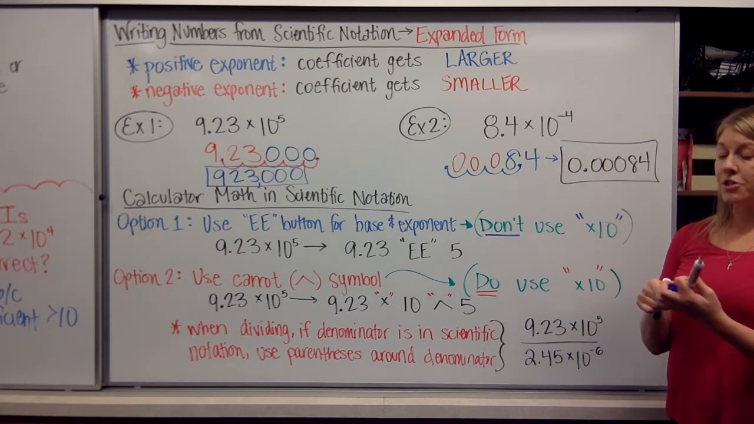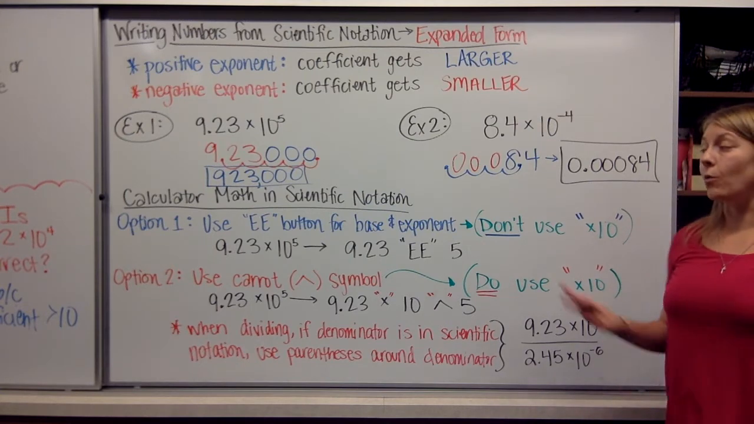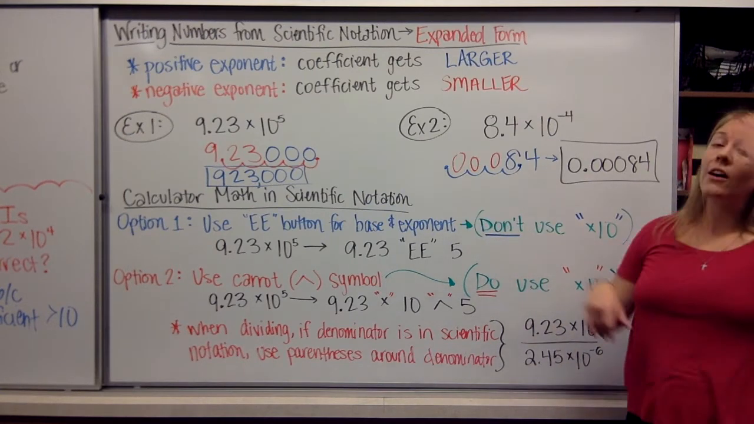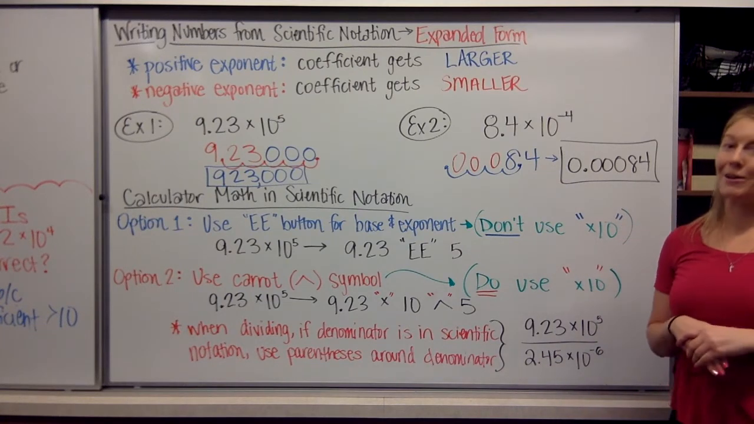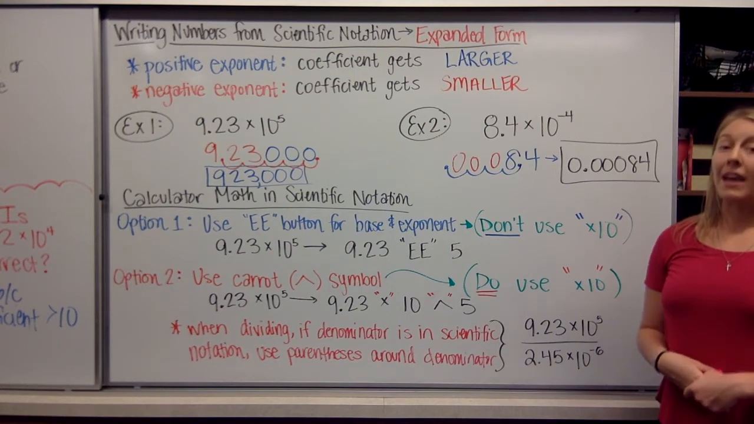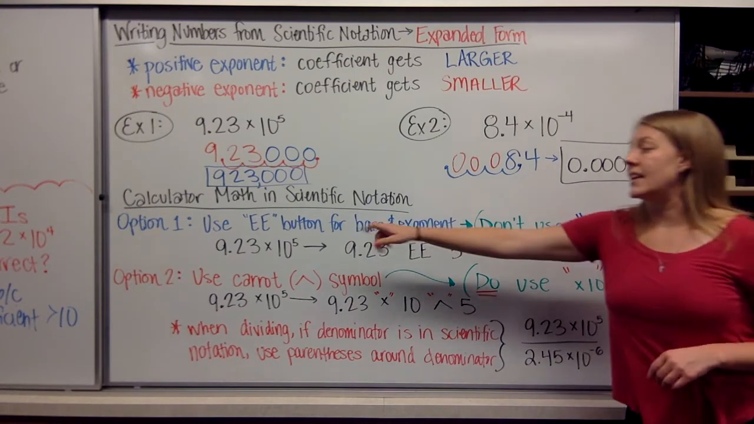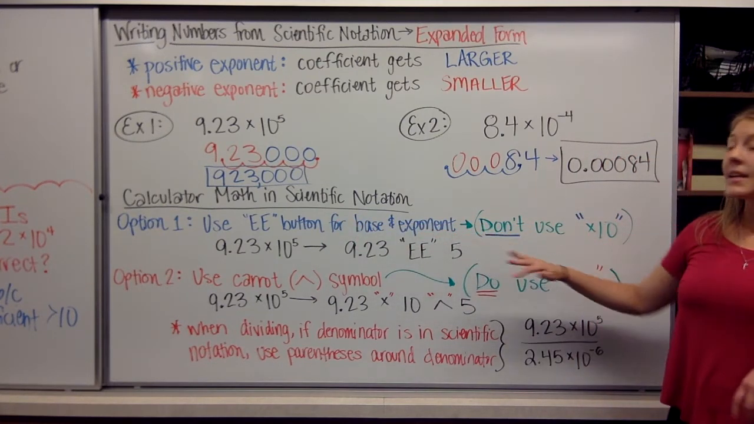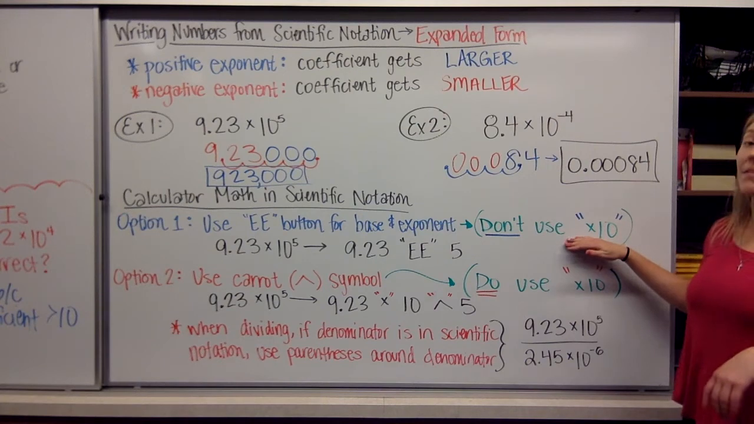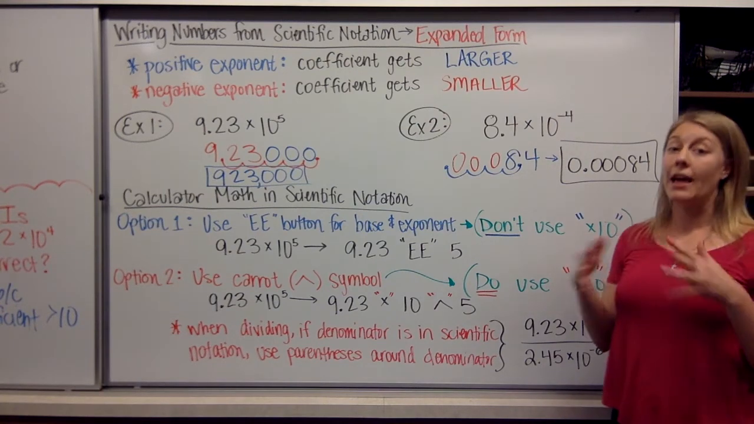Now the last thing I want to show you, and we're going to look at this more in class, because it's a lot easier in class, but I want you to have this in your notes. How we do calculator math in scientific notation. It can either be easy or it can be tricky depending on your calculator, unfortunately. Okay, you have to be using a scientific calculator. If your calculator has an EE button, then you're going to use that for the base and the exponent, instead of using times 10. You're not going to type in the x, the times, or the 10 at all.